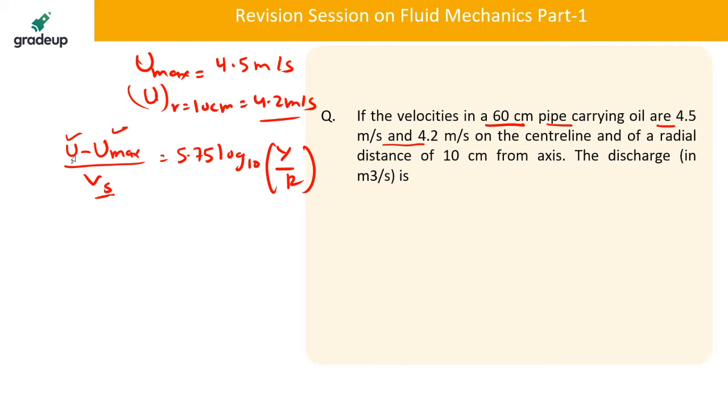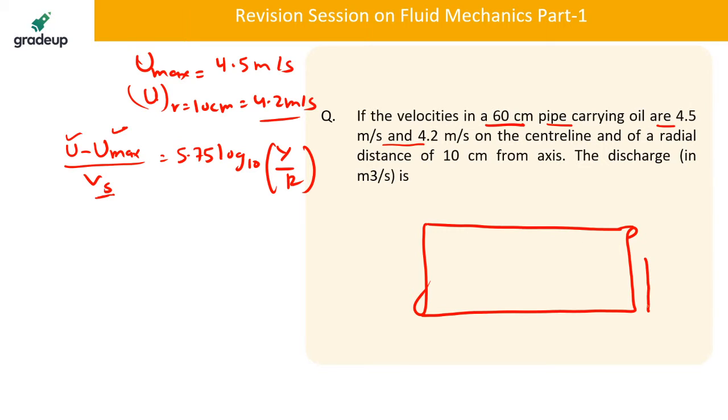So y is equal to pipe radius, y is equal to 0.2. In this question, a pipe is given. What is the value of y? So we are having a 60 centimeter pipe. So the radius of the pipe will be equal to what? Radius will be equal to 30 centimeter. And at a distance of 10 centimeter from the axis, at a local radius of 10 centimeter, the velocity is equal to 4.2.